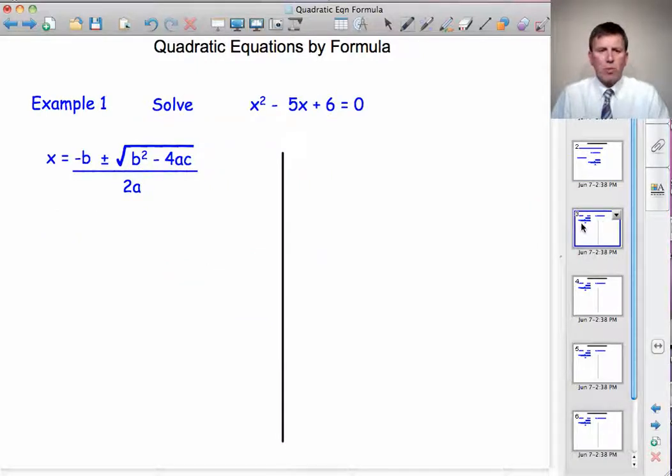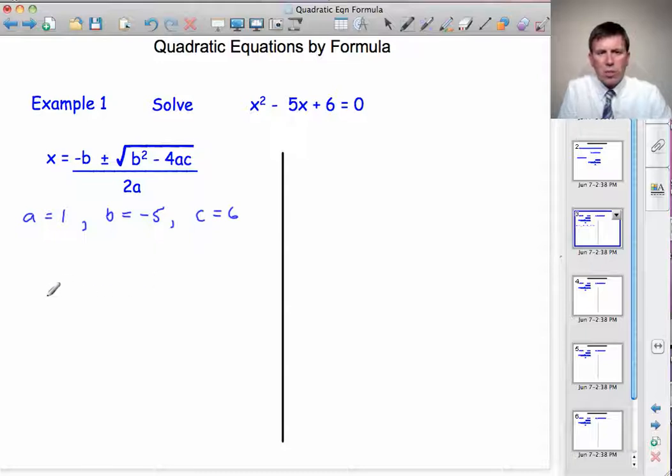Our first example. Solve x squared minus 5x plus 6 equals 0. The first thing I'm going to do is write down what a, b and c are. So a is the number of x squareds we have, 1 in this case. b is the number of x's we have, minus 5. And c is the constant term on the end, so c equals 6.